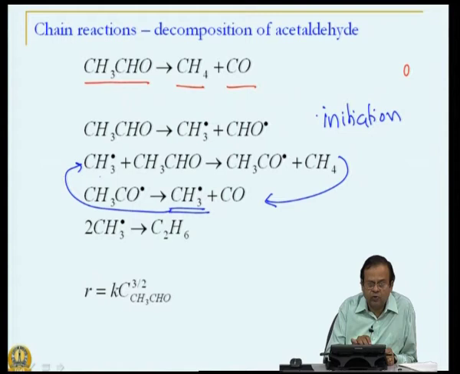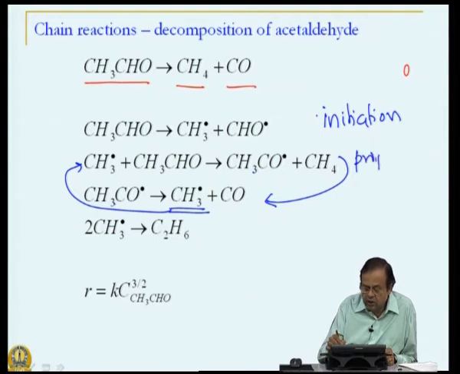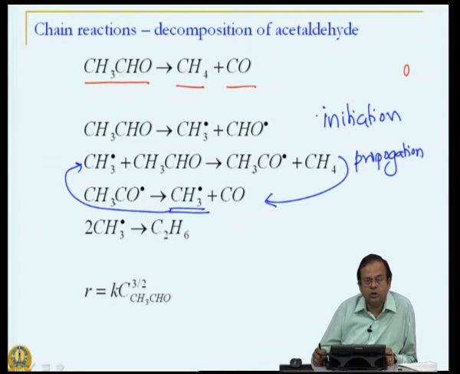Why? Because if one methyl radical will give this CH3CO, CH3CO will regenerate CH3 and close the loop. So, these are what are called propagation reactions. The name is self explanatory, because these are the set of reactions which are propagating by themselves.